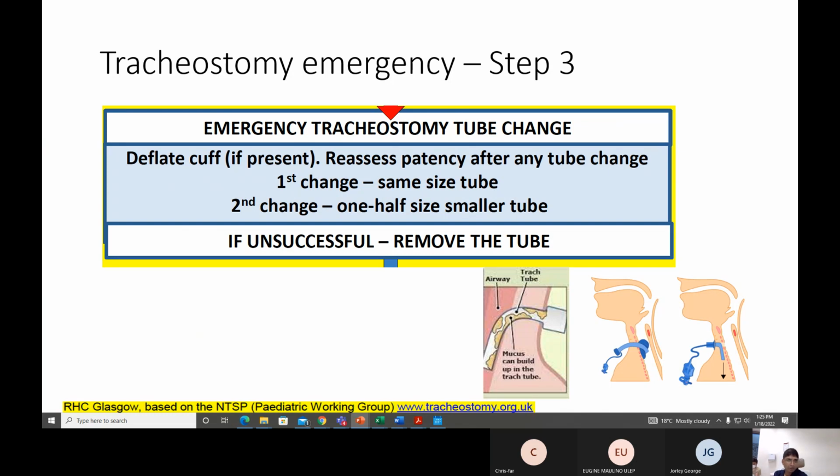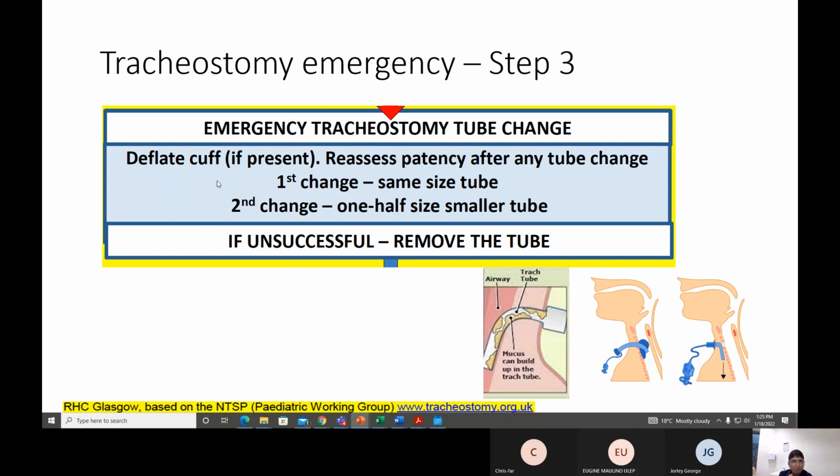If you can't pass the suction catheter, then that means the tracheostomy is either displaced, say instead of being in the trachea, it's in the subcutaneous tissue, or it's blocked with a lot of secretions. So in this case, you have to remove the tracheostomy and replace it with a new one. First try the change with the same size tracheostomy tube. If it's not successful, use a smaller tube.